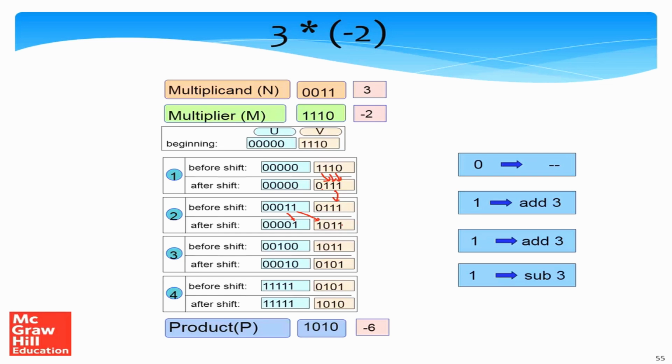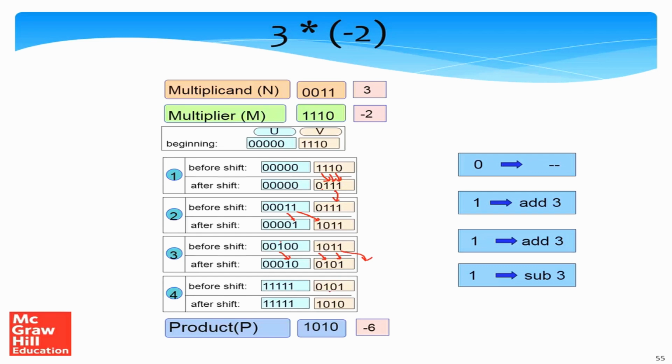After that, we take a look at the LSB of V once again. It's again 1. So we again add 3 to register U. So 3 plus 1 is 4. So this becomes 1, 0, 0 and 1, 0, 1, 1. And we do a right shift. So all the bits again move 1 step to the right and 1 falls off.